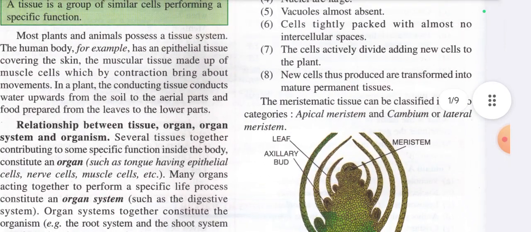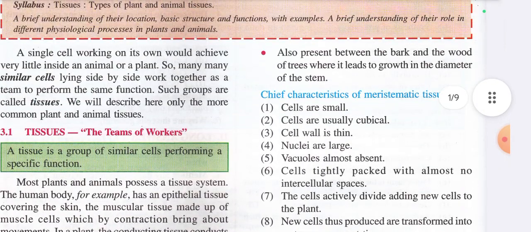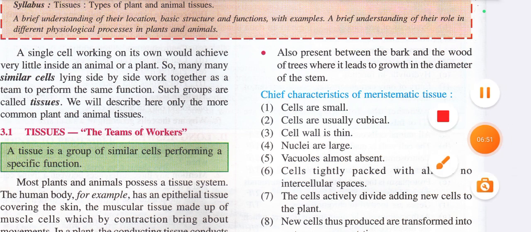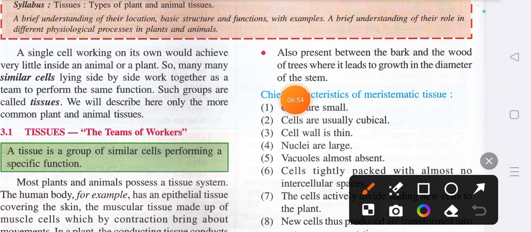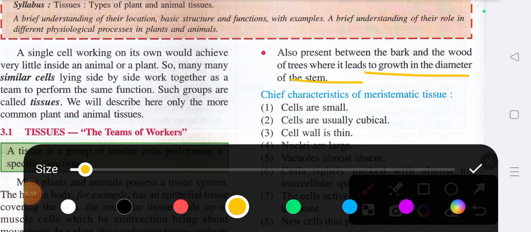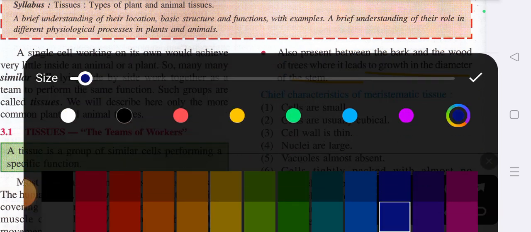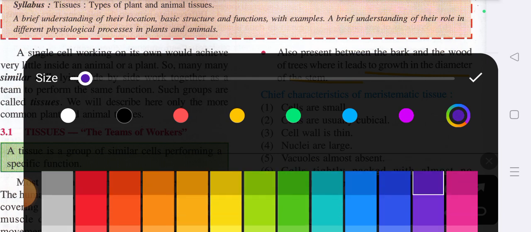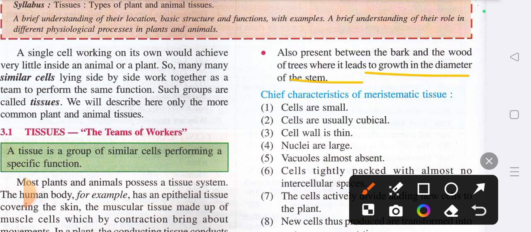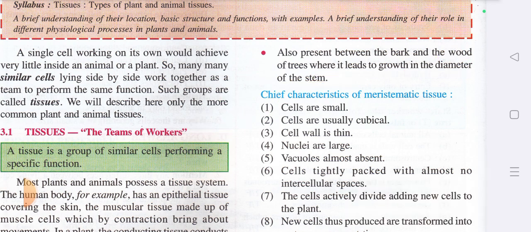Figure 3.1. Next, it is also present between the bark and wood of trees, where it leads to growth in the diameter of the stem. Now it is not that it is only present at the tip. No, it is present everywhere, even near the bark and the wood of the tree, and it leads to growth in the diameter of the stem. There are basically three types of meristematic tissues, classified by their different functions.